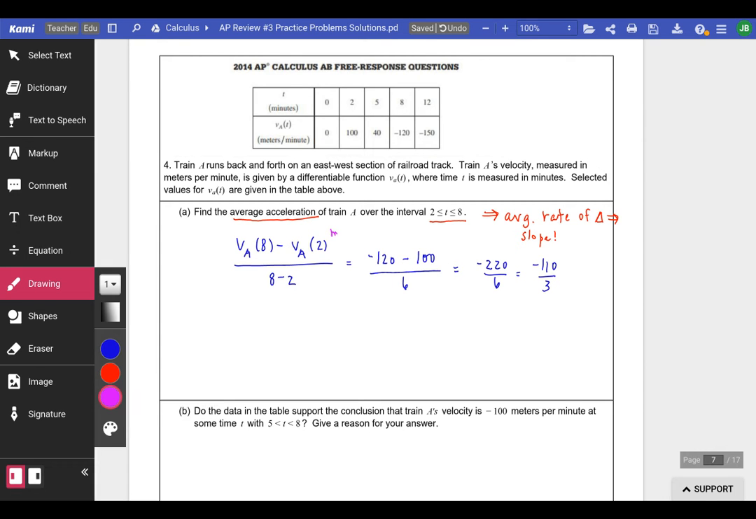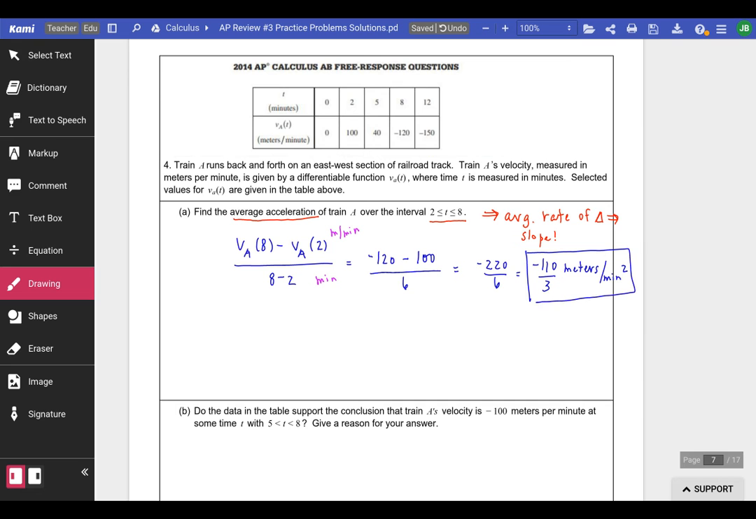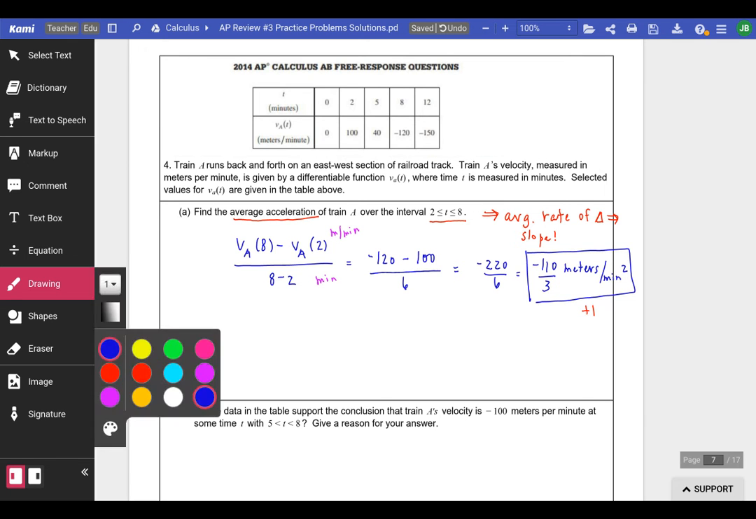So this is meters per minute, and it's all over minutes. So the units for my answer here are going to be meters per minute squared, or meters per minute per minute. And that would be the answer here. For that one, that was given 1 point for the answer with units for that year's exam.